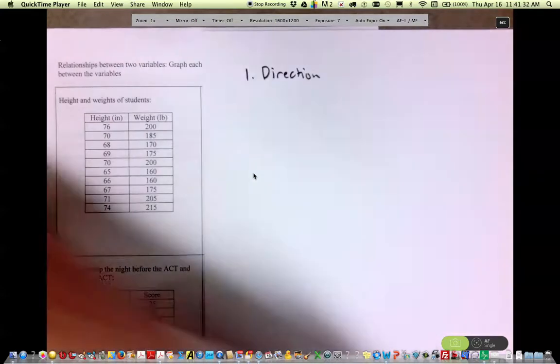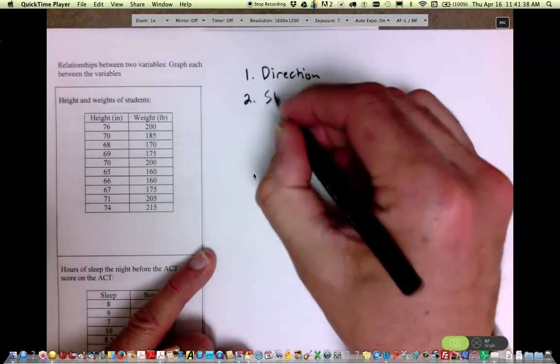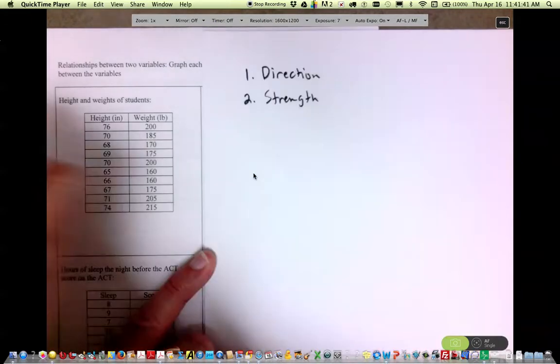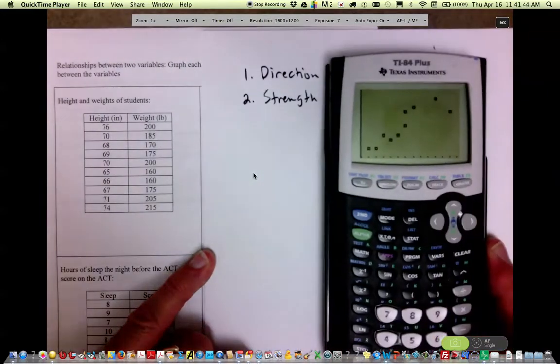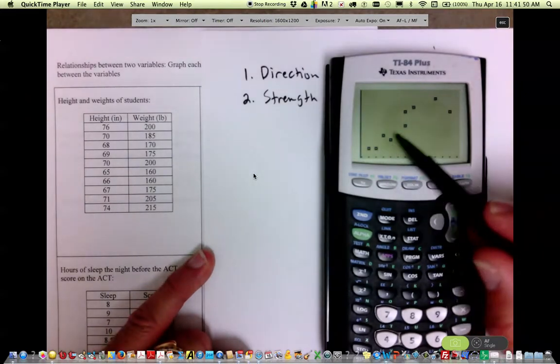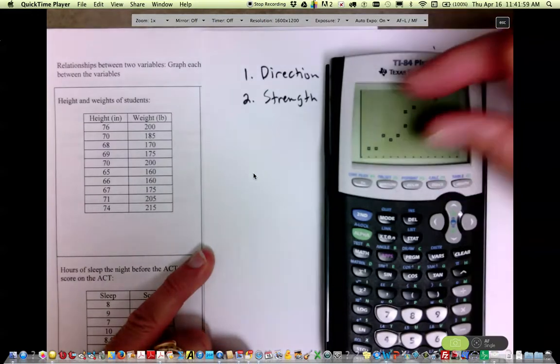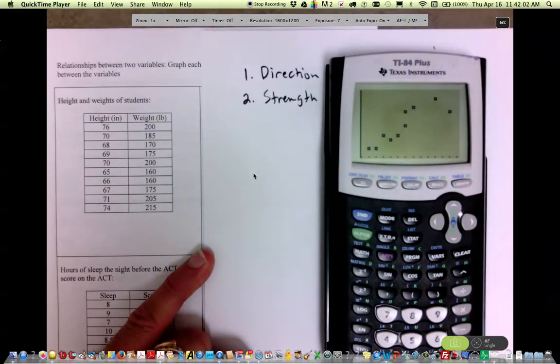The second thing that we're going to be looking at is the strength. I look at this one and say, these don't fall exactly along any kind of straight line or curve, but if I were to fit some kind of function in here, the points are going to be pretty close to some kind of model. They're going to be kind of clustered around some kind of graph. So I'm going to say the strength of this relationship is relatively strong. In other words, if I know something about how tall somebody is, I probably have a pretty good idea about how much they weigh.